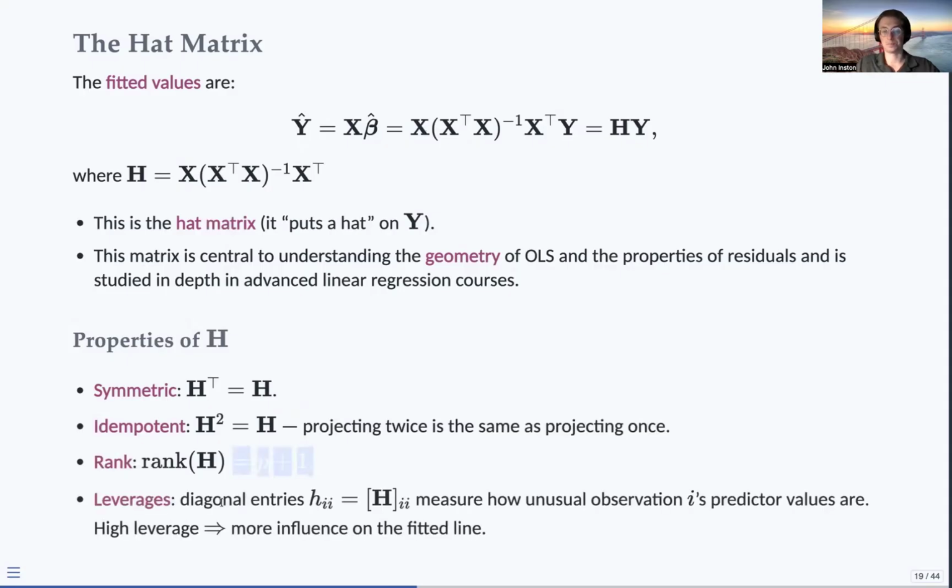Its rank is p plus 1. One of the things that we potentially can think about in terms of this course is what it tells us, and it tells us the leverages on the diagonal entries. So if we compute H, it can tell us the leverages for those different points. So essentially a measure of how unusual the observation i's predictor values are. Remembering that if we have high leverage, that point has more influence on the fitted line. So if we are able to compute H, it's an additional test to identify high leverage points, which potentially have very large influence on the fitted line.